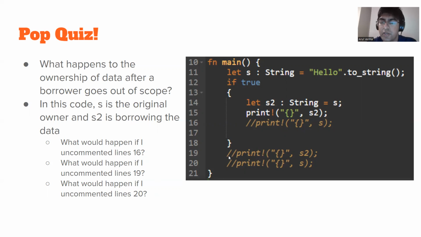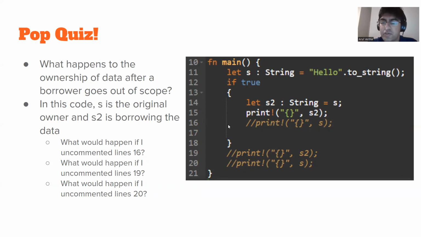So now here's an interesting question. S2 has gone out of scope. So what happens to that data of hello? Does it return to its original owner? If we comment both lines 16 and 19 and we uncomment line 20, do you think it would print hello? The correct answer is that this would also error. And the reason is because you have to remember what Rust does with its ownership. Once data's ownership is transferred, its value is immediately dropped from memory. Like the original owner immediately is dropped from memory. So after line 14 happens, S is immediately freed. So it doesn't know what S is anymore.